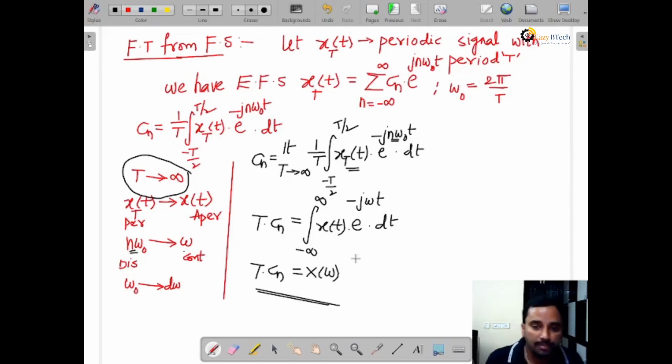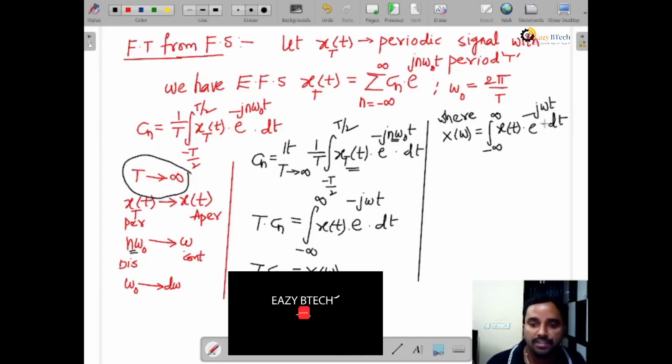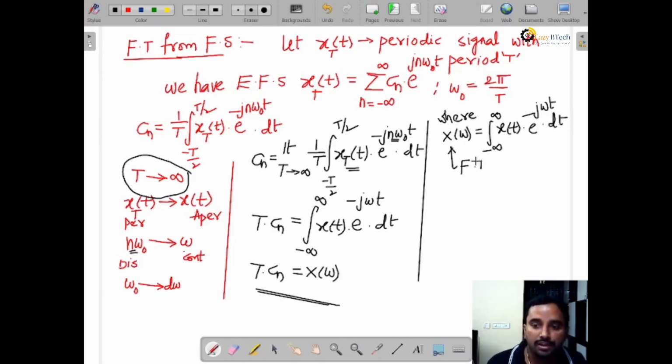So what is capital X of omega? The integral we have. So where the capital X of omega is equal to integral minus infinity to plus infinity x of t into e to the power minus j omega t dt. So this is called the Fourier transform of x of t. What we call the Fourier transform of x of t.